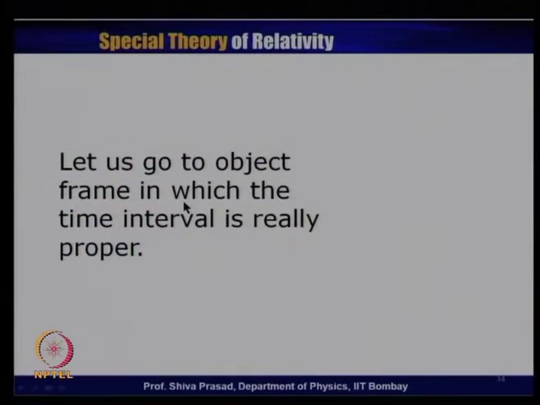So, if whatever we have said is consistent, if I calculate delta t in the particle frame of reference, that must give me 0.72 microsecond, because it is in that frame that these two events occur exactly at the same position. Therefore, delta x will be 0, delta y will be 0, delta z will be 0, and therefore, the delta t itself would be the proper time interval. Let us verify. Let us go to the object frame in which the time interval is really proper.